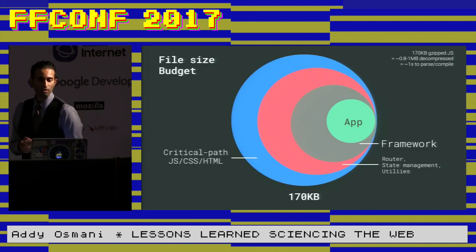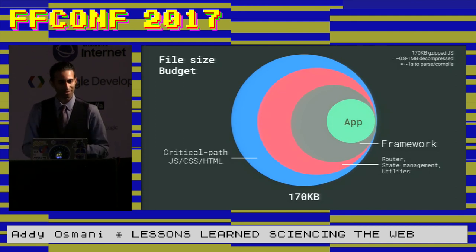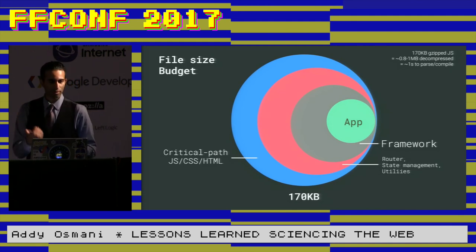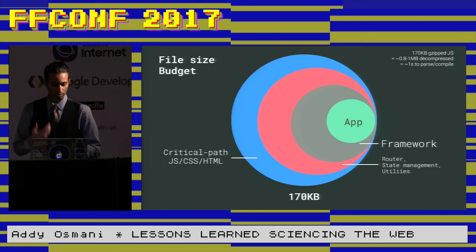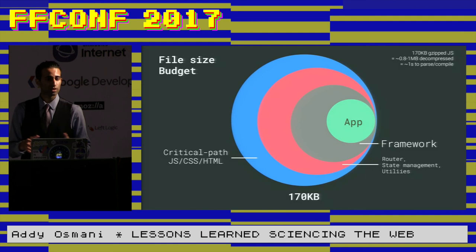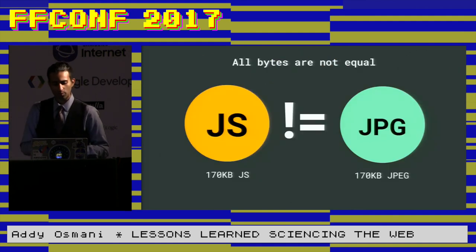If we zoom in on this, we can see that there's quite a lot that we have to try shipping down in that budget. We've got our application logic, we've got whatever framework, whatever ecosystem choices we've made, our routers or state management utilities, all of our critical path assets. And so if you're trying to build a modern mobile experience, 170 kilobytes is a rough, good baseline to keep in mind.